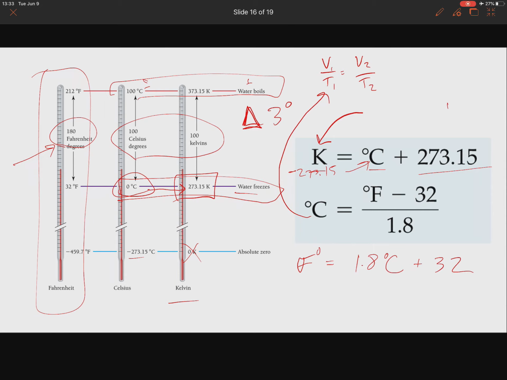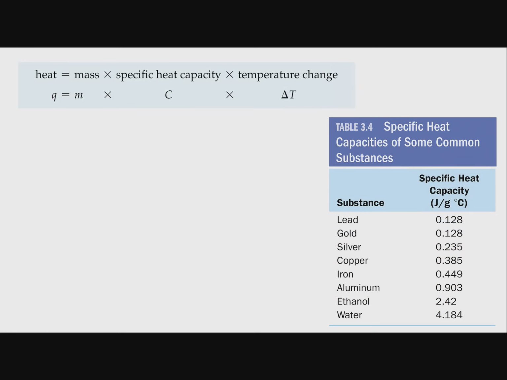Let's talk about heat capacity. So the heat capacity is the quantity of heat, usually in joules, required to change the temperature of a given amount of substance by 1 degree Celsius or Kelvin. And you can kind of see that here. So we can define it like this: 1 gram by 1 degree Celsius. Whatever will change the temperature of 1 gram by 1 degree Celsius, we need to see how many joules that was, and that's the specific heat of the substance.